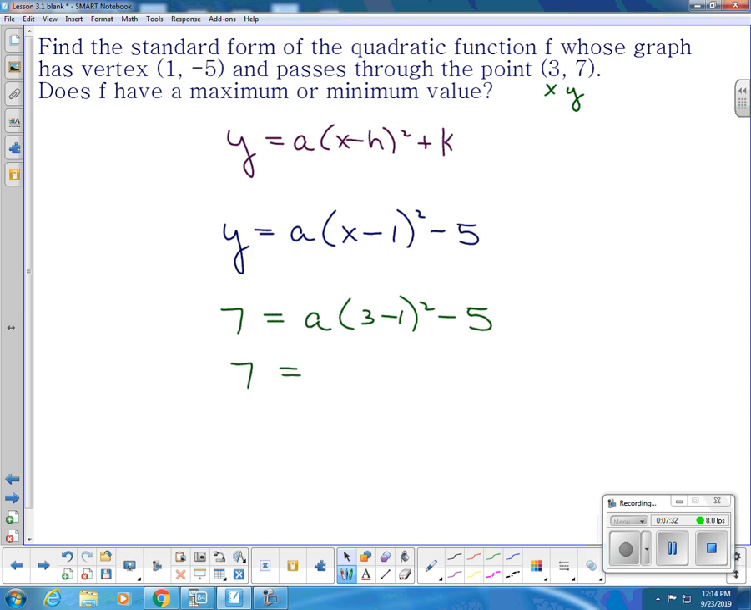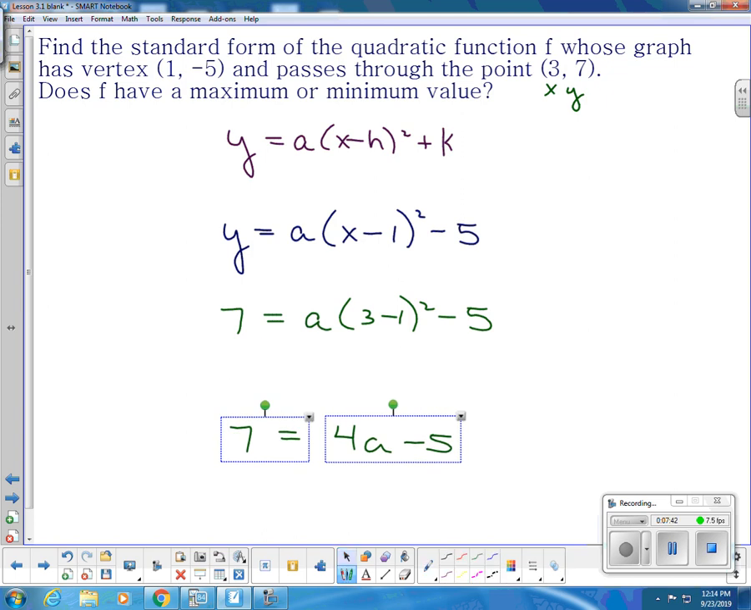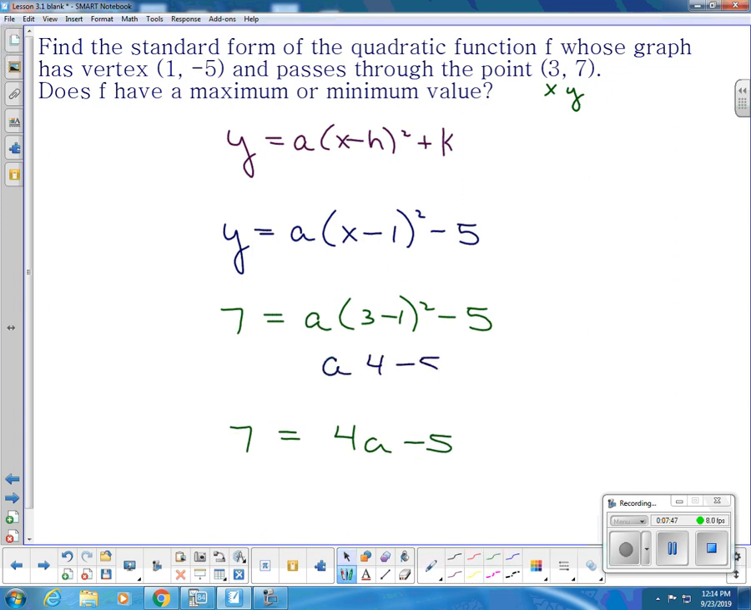What is 3 minus 1 squared? 4. So write that as 4a. Okay? The reason why I'm telling you to do that is a lot of times if you were to write that as a4, what do we have a tendency of doing at that point? 4 minus 5. We don't want to subtract 4 minus 5. This 4 is attached to that a, so put it in the front so we don't make that mistake. Okay? That's a real common mistake.